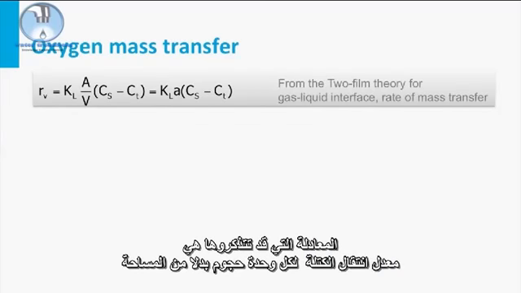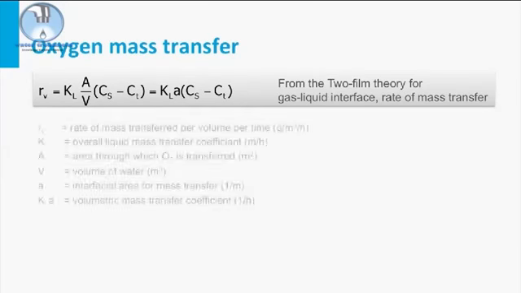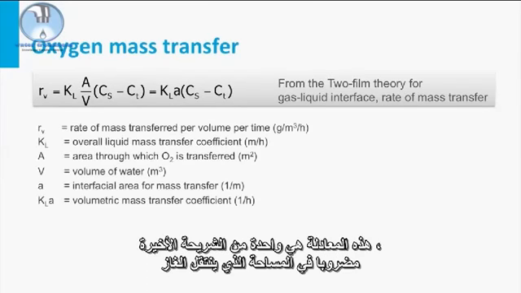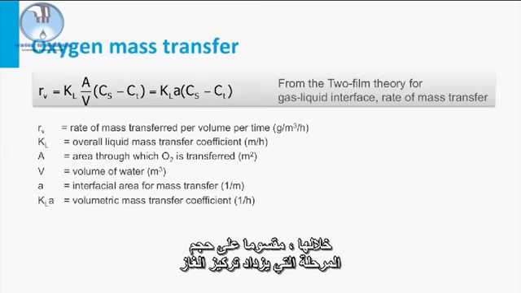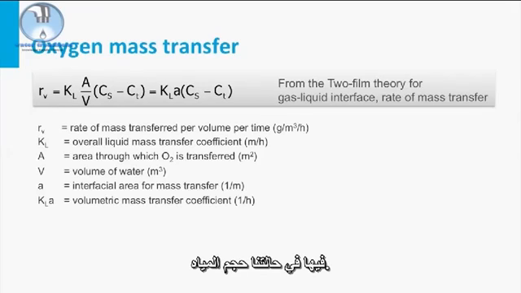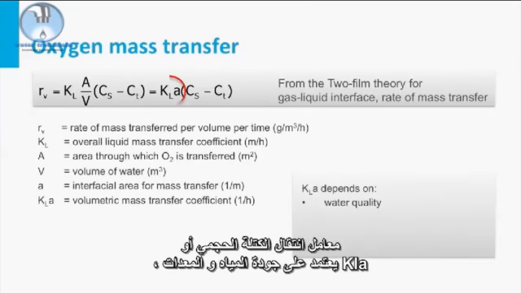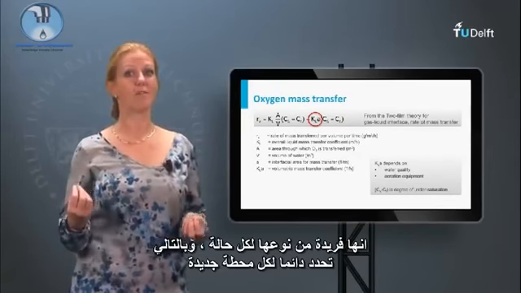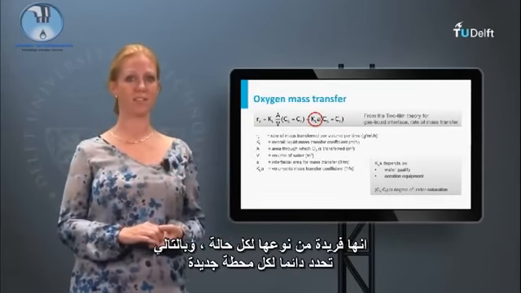An equation that you might recognize is the mass transfer rate per volume instead of area. This equation is the one of the last slide multiplied by the area over which gas transfer takes place, divided by the volume of the phase in which the gas concentration increases. In our case, the water volume. The volumetric mass transfer coefficient, or KLA, depends on the water quality and the equipment. It is unique for each situation and is therefore always determined for each new installation.